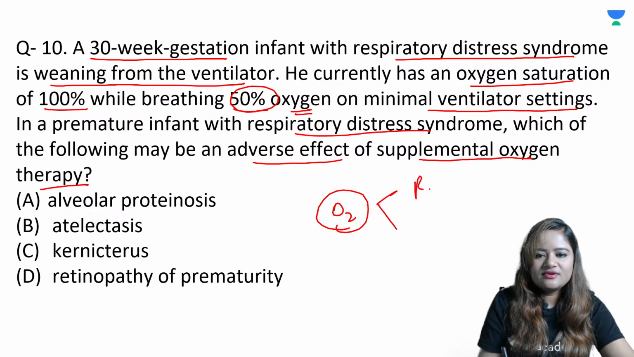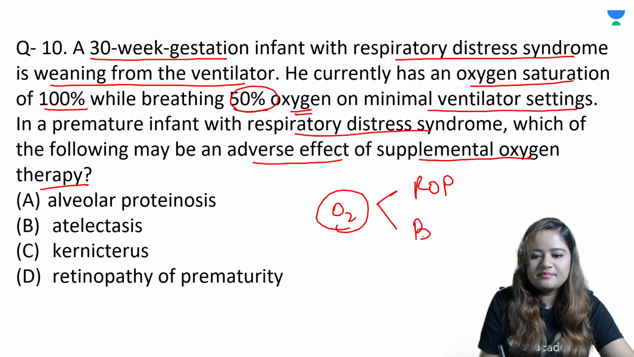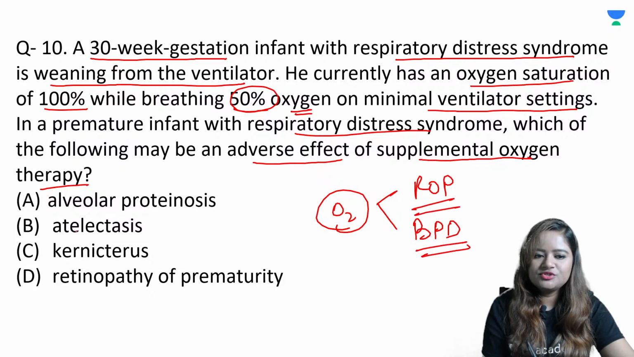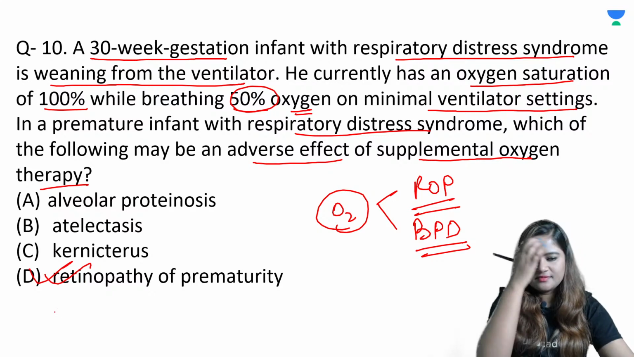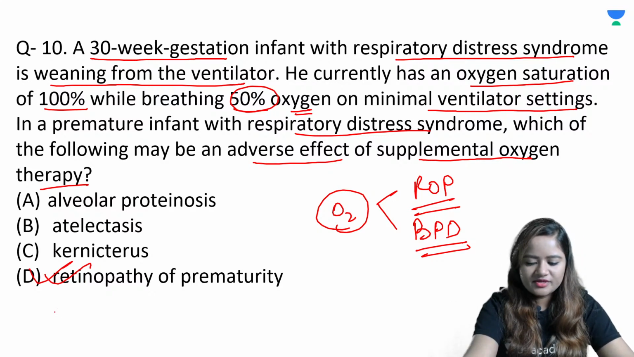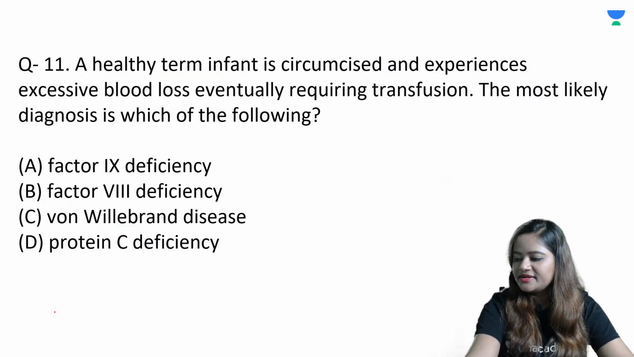So we have seen that there are two important effects, that is ROP and BPD, that occur in this condition. If ROP or BPD is in the options, then you should go for it. So the answer over here is option D, that is retinopathy of prematurity. Okay. All right. Next question, question number 11.